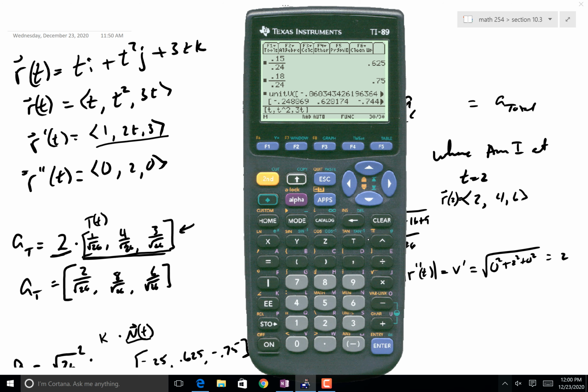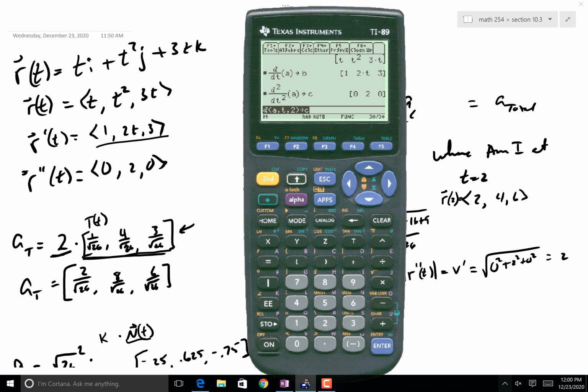Goodness sakes. Store alpha as A. Take the derivative of A with respect to t. Let's store that as B. And then, again, store that as C. Take the second derivative. Boom.